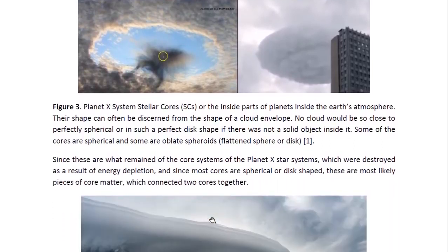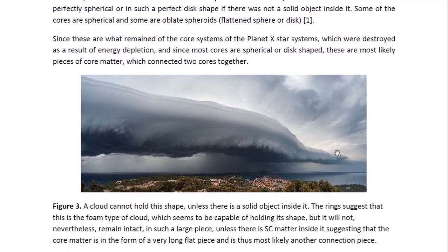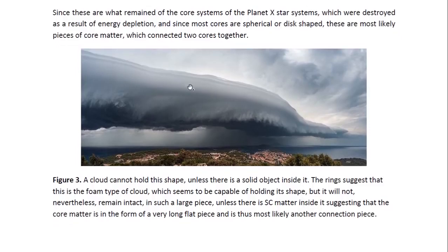Now, since these are what remained of the core systems of the Planet X star system, which were destroyed as a result of energy depletion, and since most cores are spherical or disc shape, these are most likely pieces of core matter which connected two cores together. And you can see a similar type of cloud. This one seems to be very long and flat. And a cloud, of course, cannot hold the shape unless there is a solid object inside it.